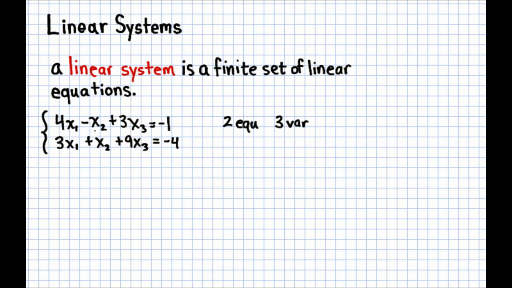Now, what would a solution to this system look like? Well, it would be a sequence of 3 numbers. For right now, we'll call them S1, S2, S3. A sequence of 3 numbers that satisfy both equations, and that's key. Your solution has to satisfy all of the equations in the system. If it only satisfies one of them, or only a few of them but not all of them, then it's not a genuine solution.